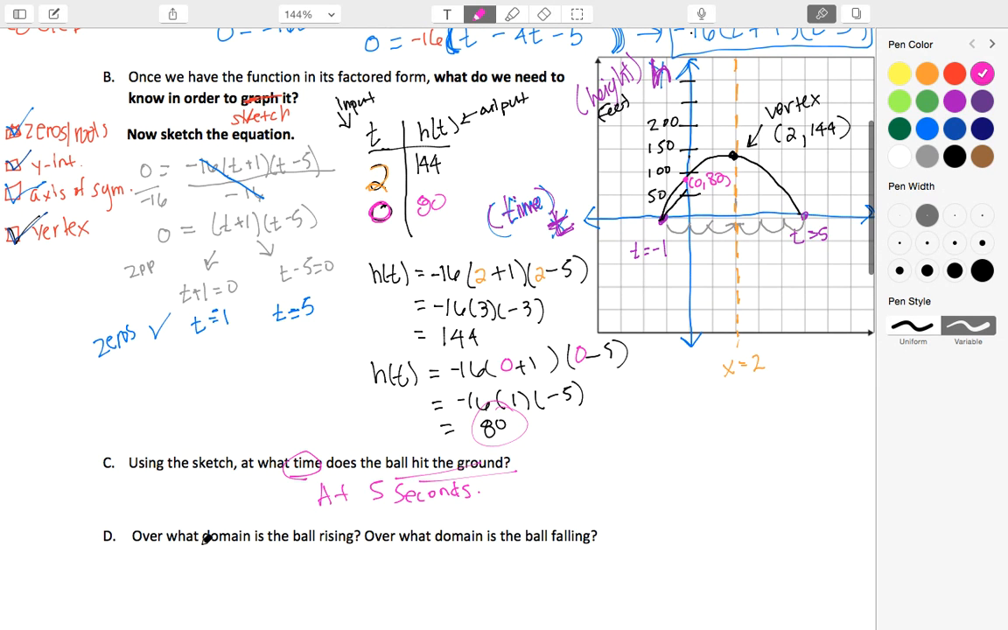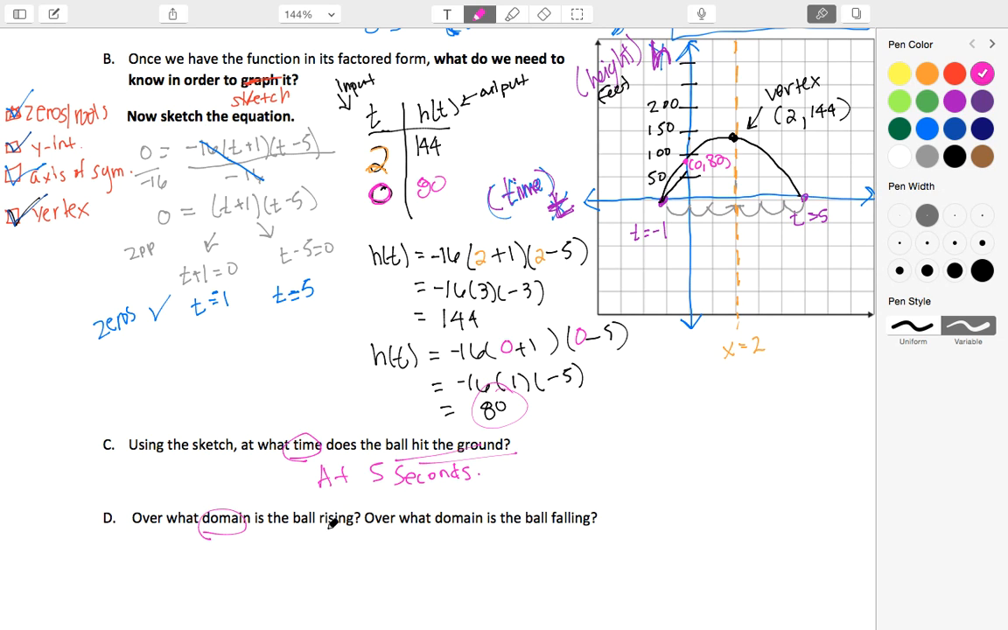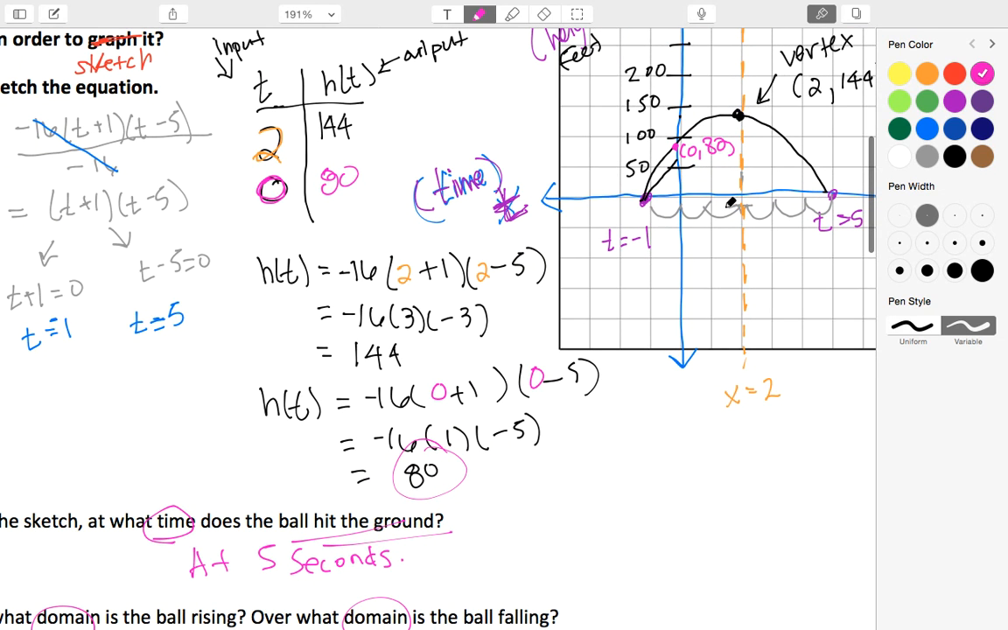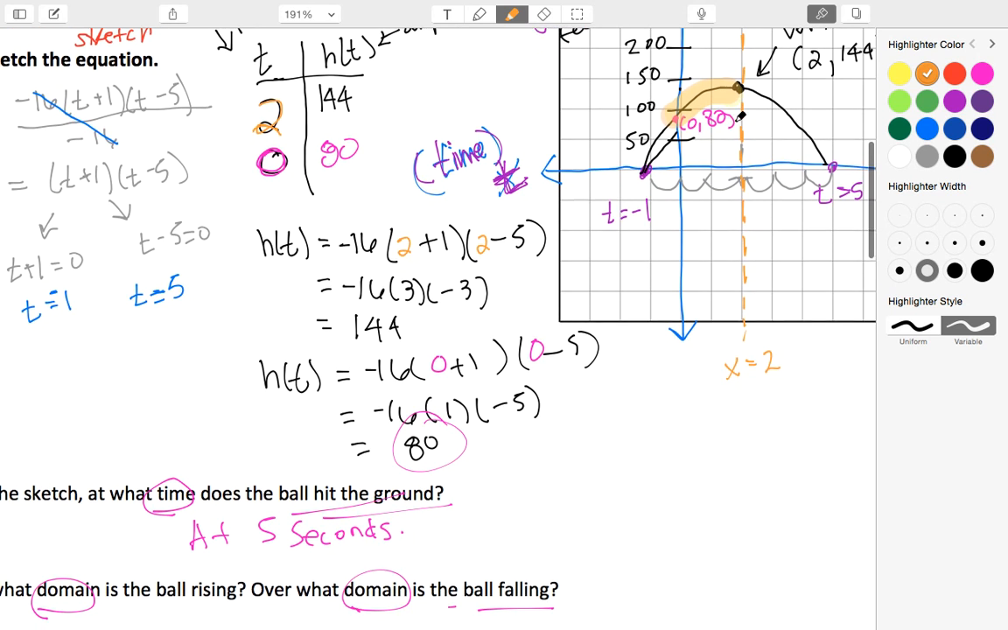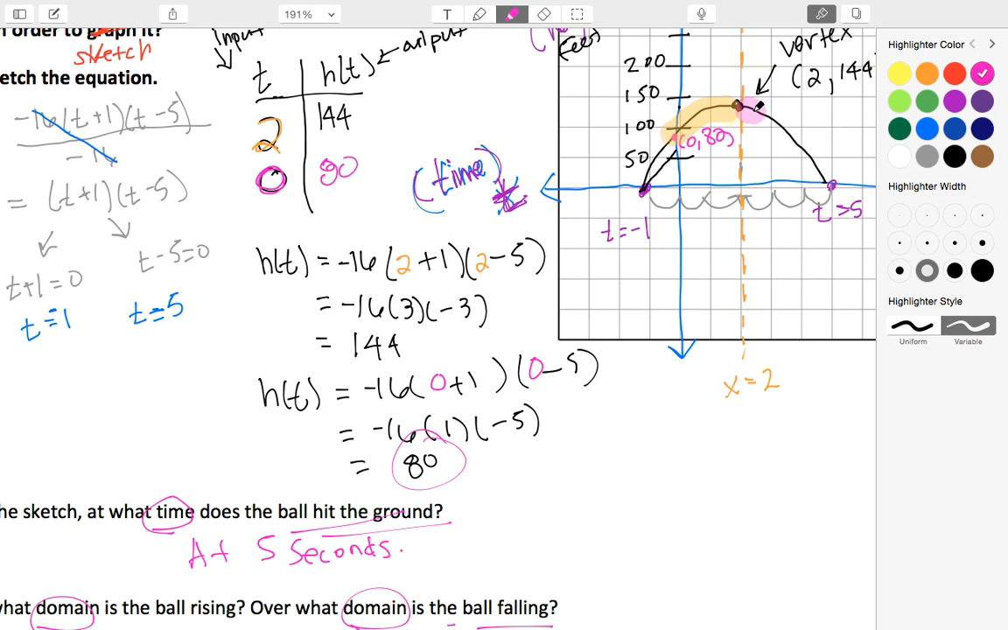And then we're done. Over what domain is the ball rising, and over what domain is the ball falling? This is a little weird, but very interesting. When we talk about domain, it's saying at which x values the ball is rising, and at what x values the ball is falling. Remember, domain is like what values make sense. Right here, if I use a highlighter, this orange one, from this point to this point, that's when the ball is rising. But from here, going down, that's when the ball is decreasing or falling.